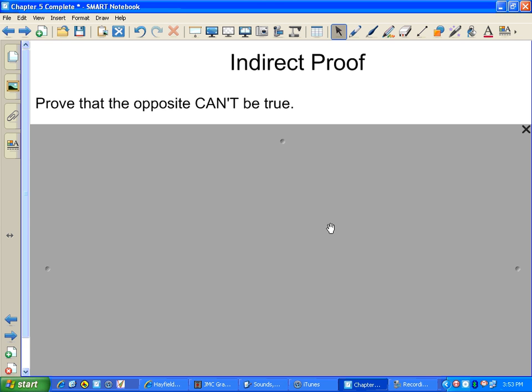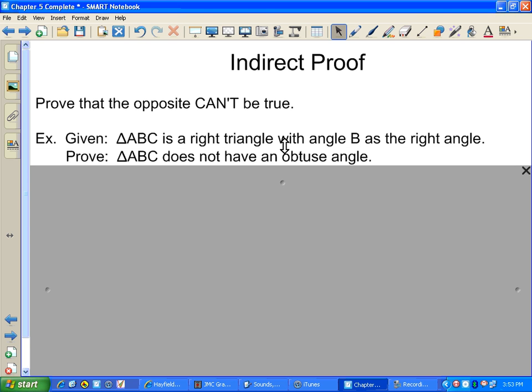The indirect proof is we're going to assume that the opposite is true and then show that that assumption can't possibly be correct. So we're going to basically prove that the opposite of what we're trying to show can't be true. So I've got some examples because it's hard to conceptualize without examples.